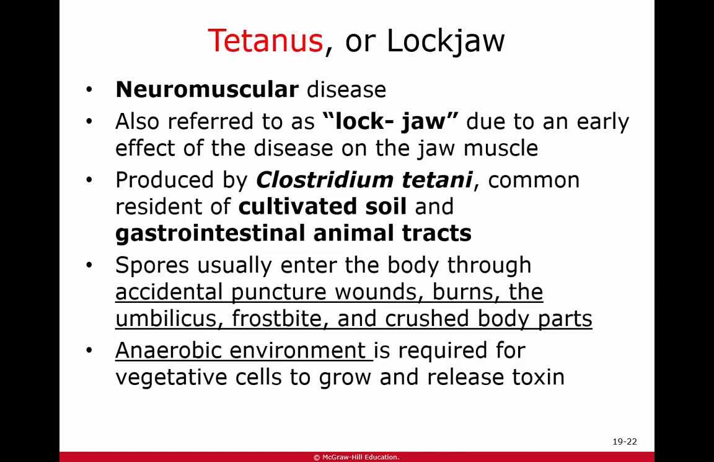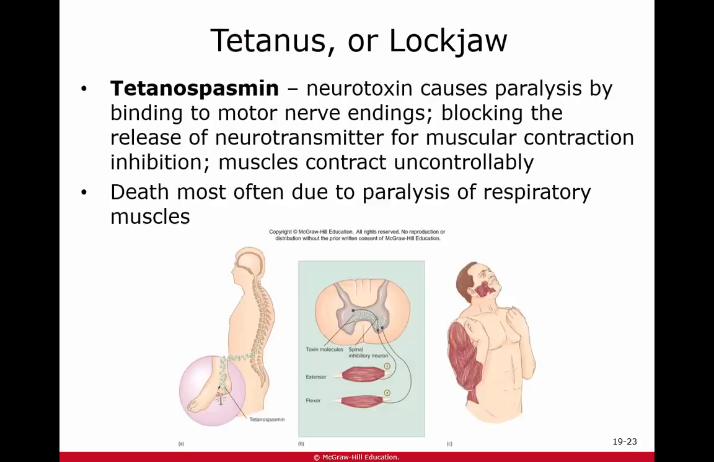Okay, so anaerobic, remember, in order to grow and to flourish, they do not want to be exposed to oxygen. So what is a tetanospasm? It is a neurotoxin that causes paralysis by binding to the motor nerve endings. So if we think back to our anatomy classes and that neuromuscular junction, and remember how the acetylcholine is released and all the steps of muscle contraction. Well, basically, this tetanospasm blocks the release of the neurotransmitter that then allows the muscle contraction to stop or be inhibited. So what happens is that the muscles will contract and then stay contracted uncontrollably.